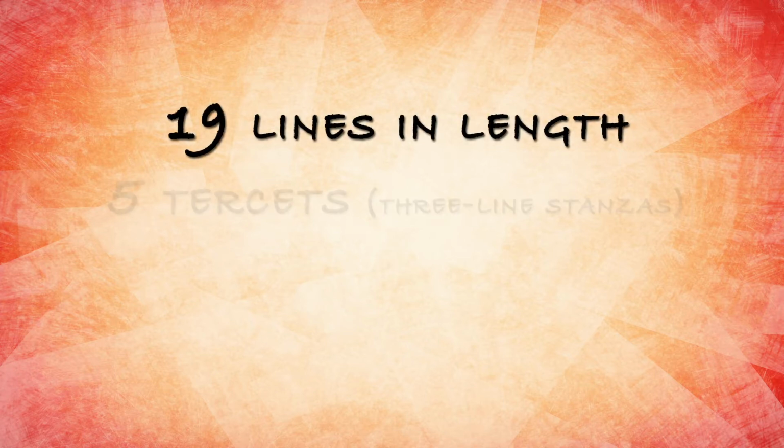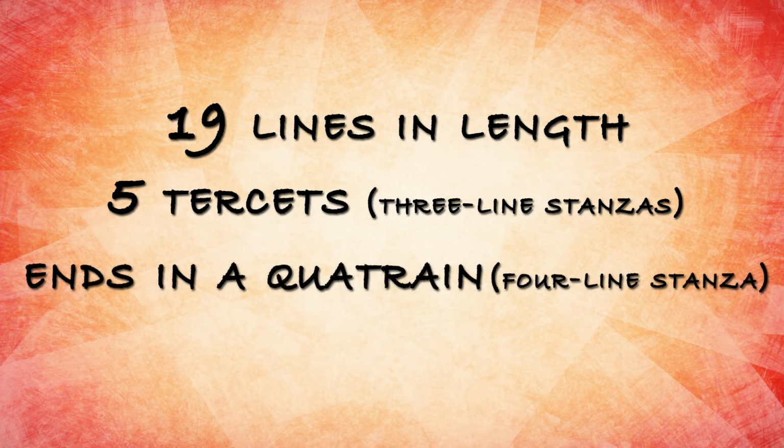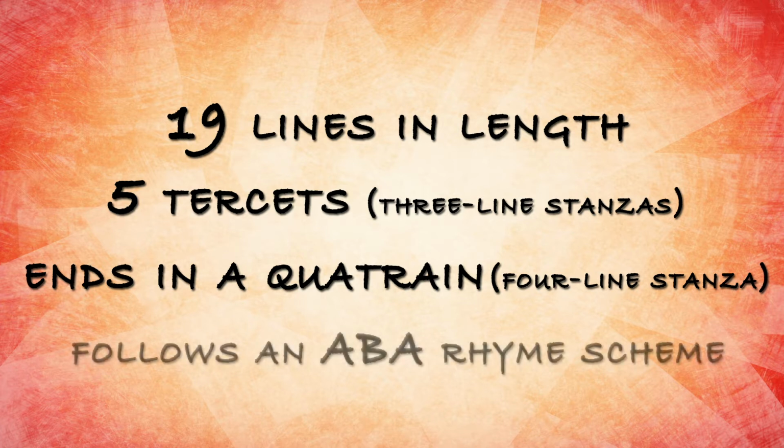The Villanelle has its origins in a French country folk dance where the dancers all joined hands and danced in a circle, and this is apparent in the Villanelle because of its use of repetition and rhythm. So how is a Villanelle structured? It's 19 lines in length. It has 5 tercets, which basically means 3-line stanzas. It ends in a quatrain, which is a 4-line stanza, and it follows an A-B-A rhyme scheme. It uses repeating lines known as refrains, and there are 2 refrains in the Villanelle.